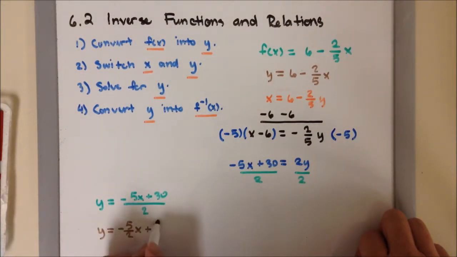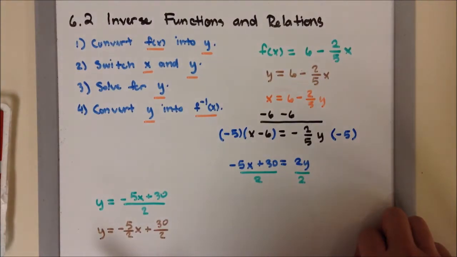plus 30 over 2. Now again, the only time I can split this into two fractions or multiple fractions is when you have a single denominator. Now the only thing I can simplify is the 30 over 2. So what I'm going to have is y equal negative 5/2 x plus 30 over 2. That was going to be plus 15.